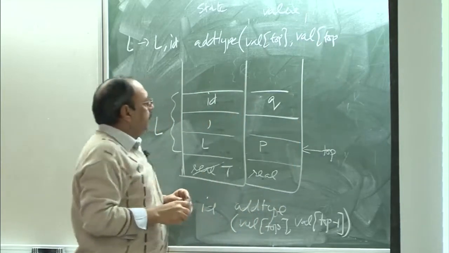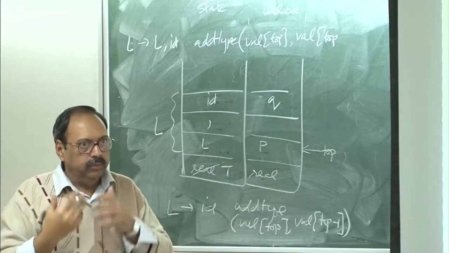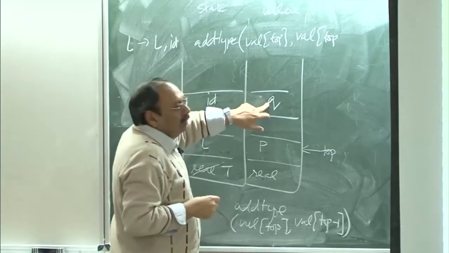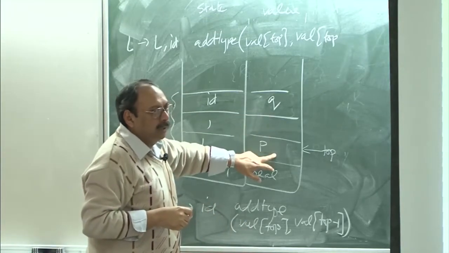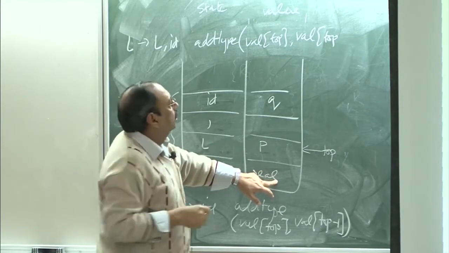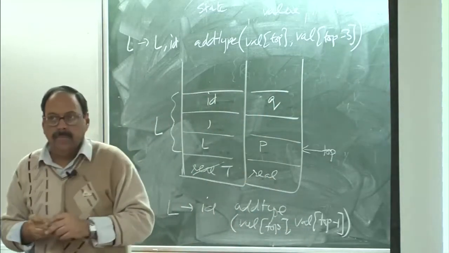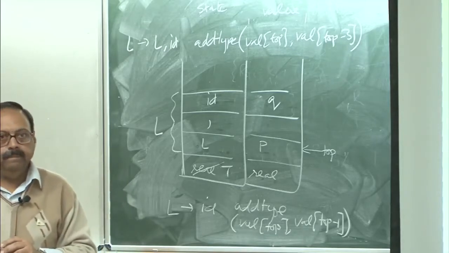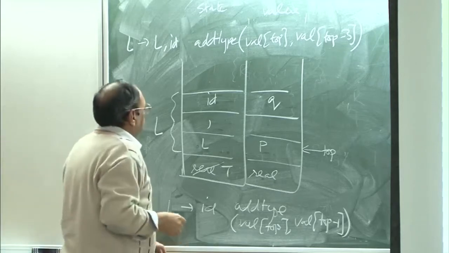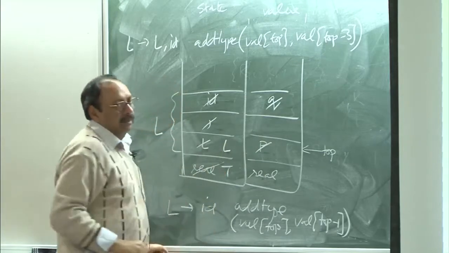and where is value of type? What is the offset for value of type? So, this is my top which contains lexeme, this is top minus 1, top minus 2 and top minus 3, right. This is where the value of attribute is. And once I do this reduction, what will happen now? That this will go, this will go, this will go, this will go and it will become L.